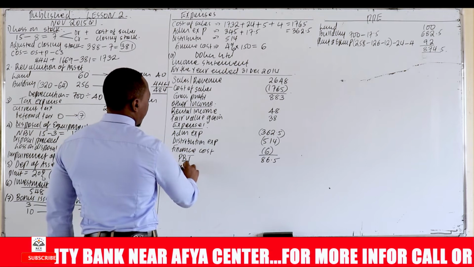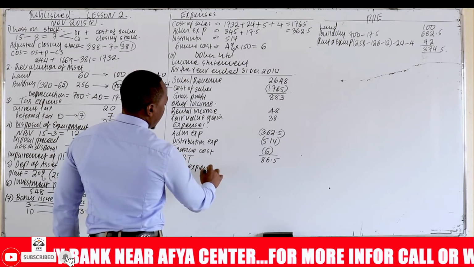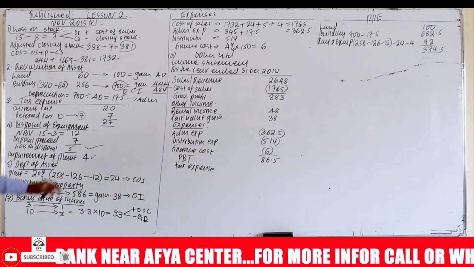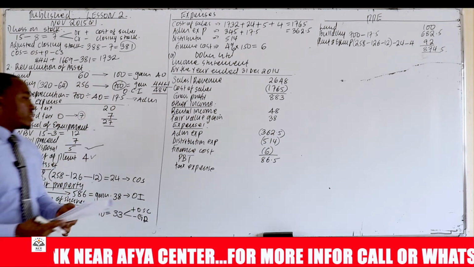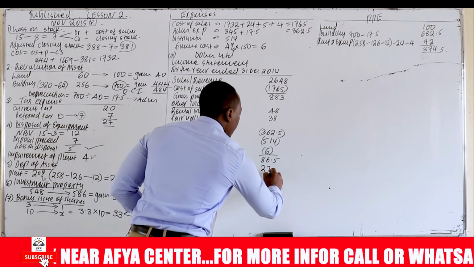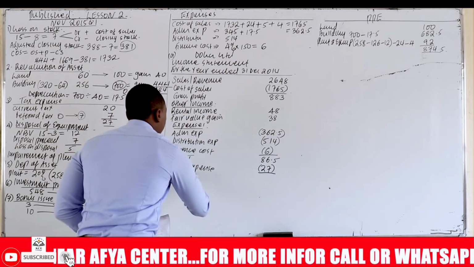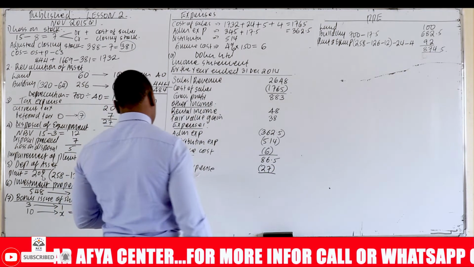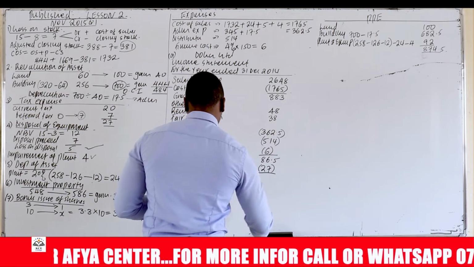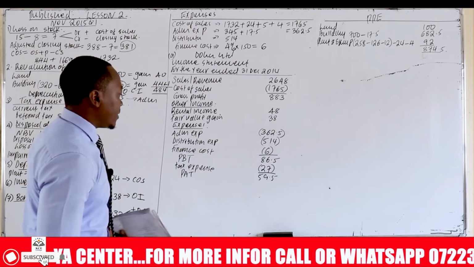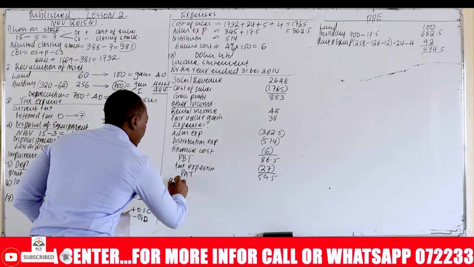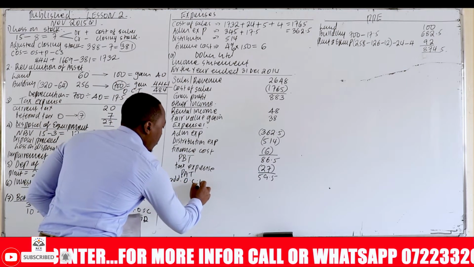Then we can deduct our tax expense. Here it is. The tax expense, we had the current tax and the deferred tax, so the total is 27. So you deduct 27, and that's how you get the profit after tax. And the profit after tax, an amount of 59.5. Then you can add other comprehensive income.